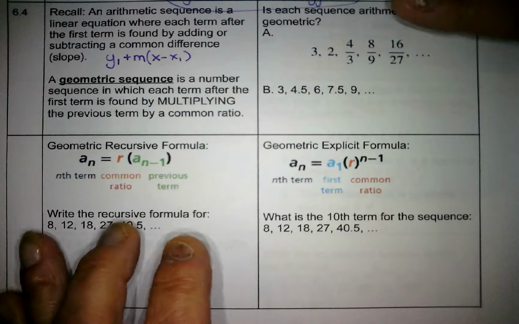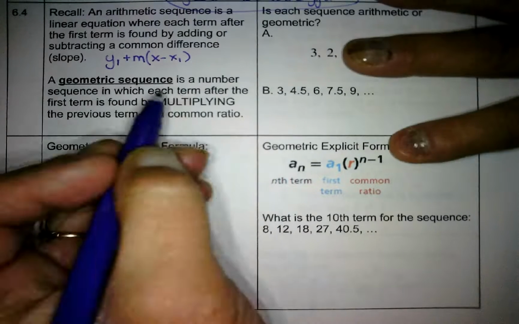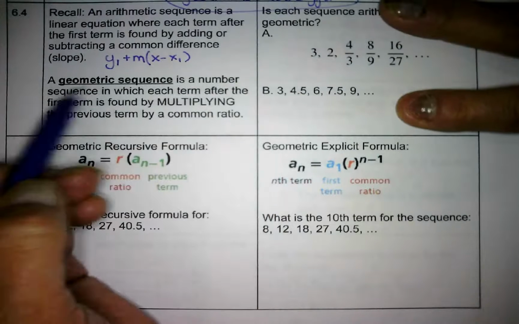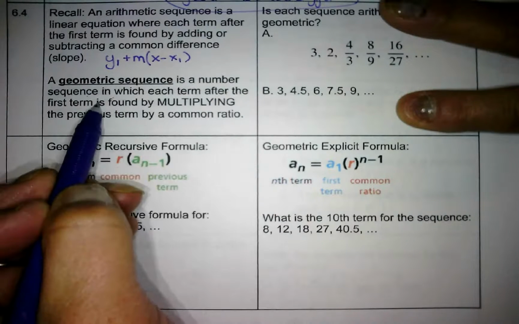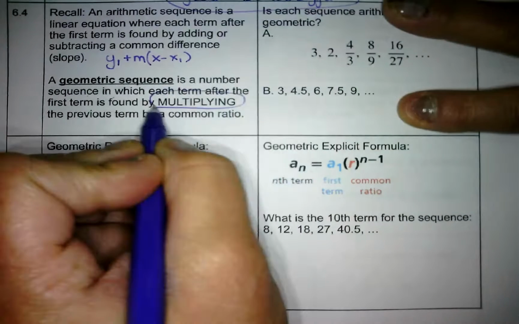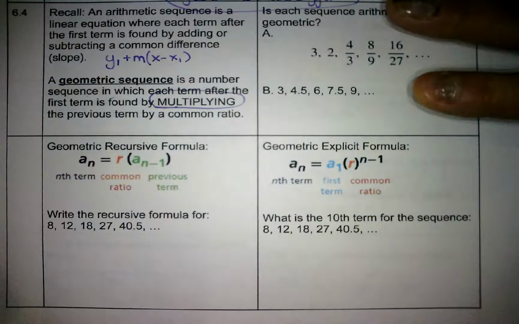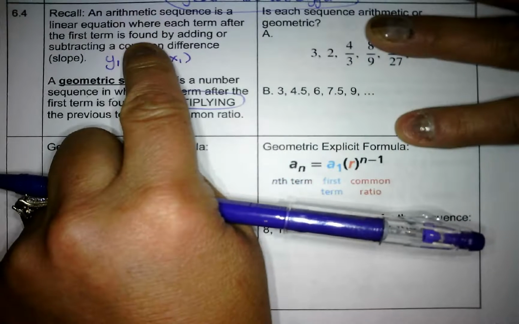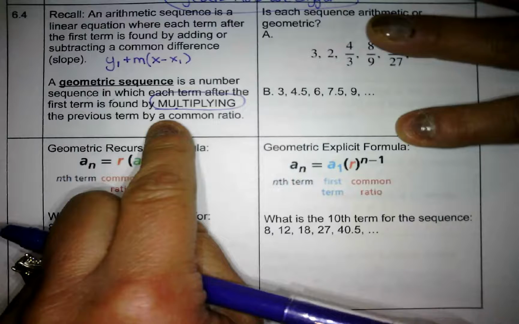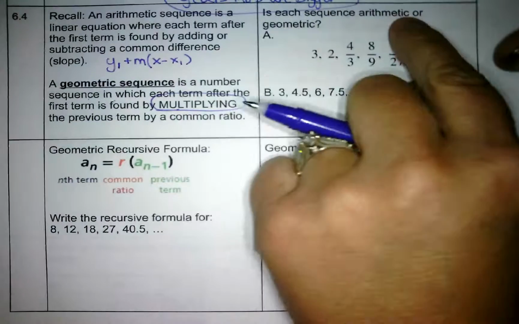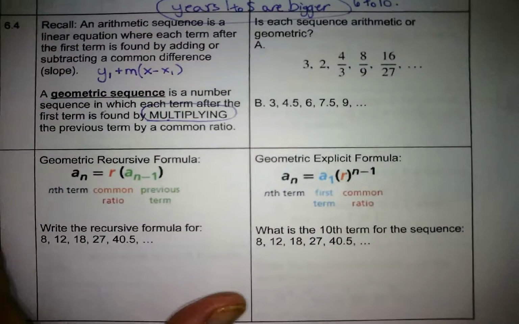Geometric sequences, unlike arithmetic sequences, are number sequences in which each term after the first term is found by multiplying the previous term by a number. With an arithmetic sequence, we're adding; here we're multiplying. And so let's determine if each of these is arithmetic or not.